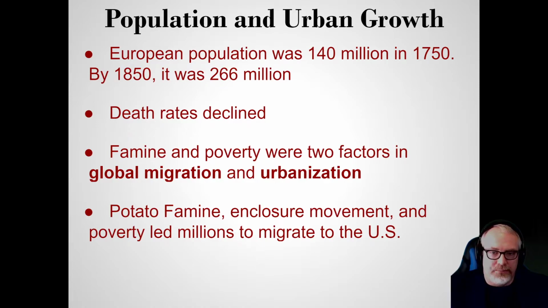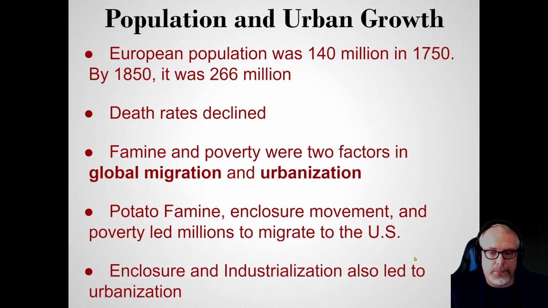And then the enclosure movement, which remember, this is where landowners begin to parcel off, put up fences, and then force peasant farmers off the land. And then just poverty alone led millions of people in Europe to have to seek a better life, and that better life was in the steerage of a ship going across the Atlantic to the United States. So enclosure and industrialization also led to urbanization.